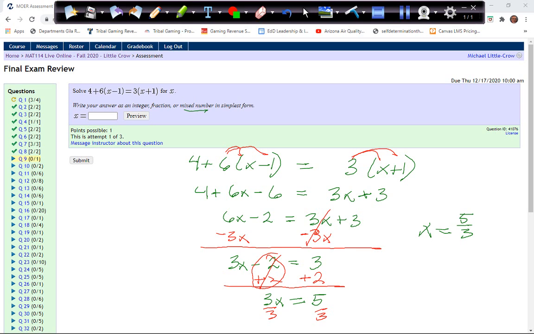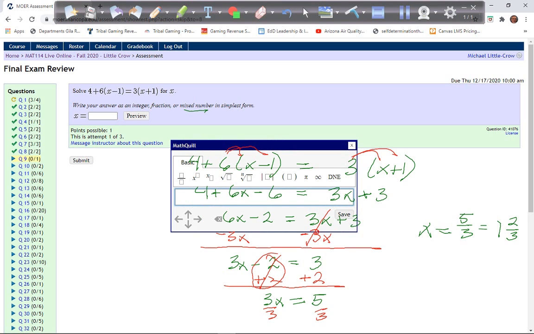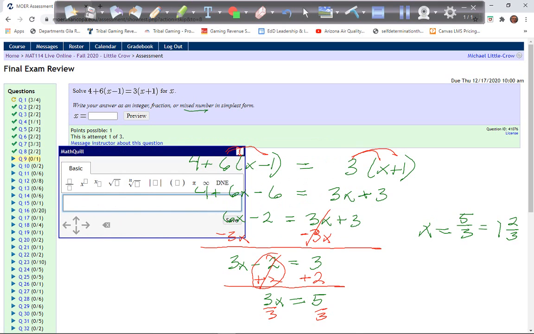That can be written as a mixed number. 3 goes into 5 one time. There's 2 left over, right? 5 minus 3 is 2, so 2/3. No, 1. 1 and 2/3.